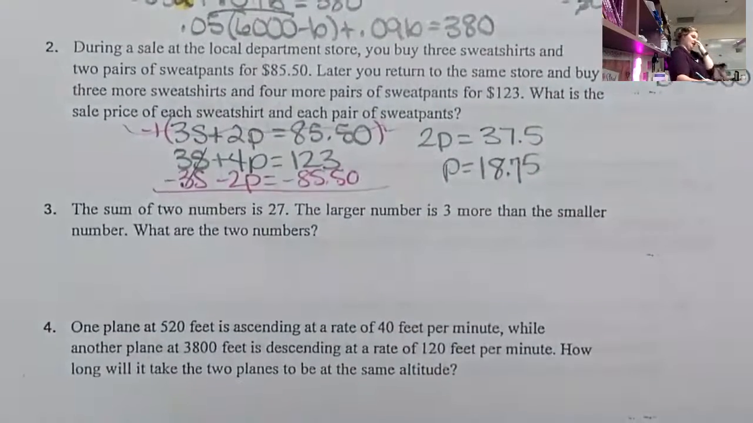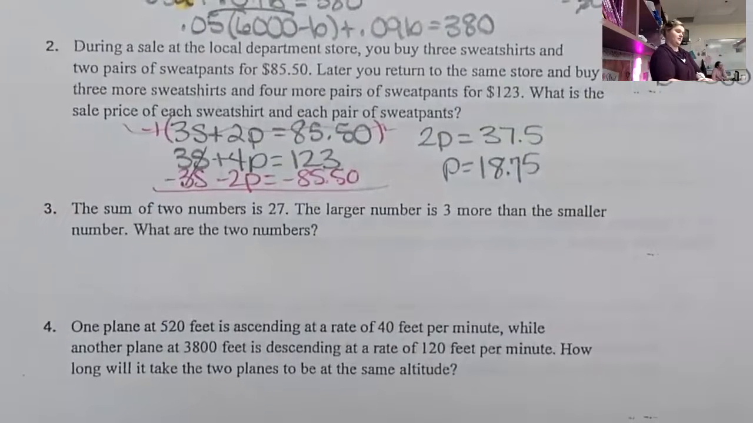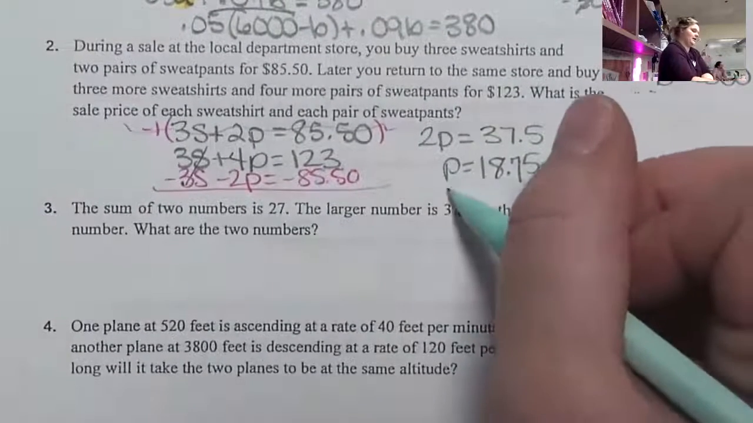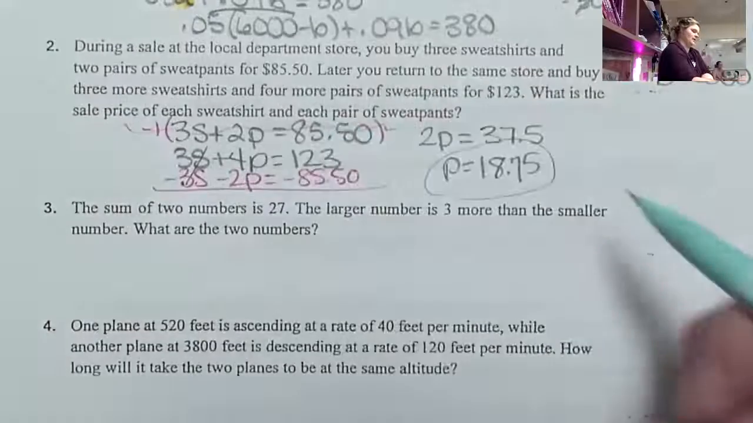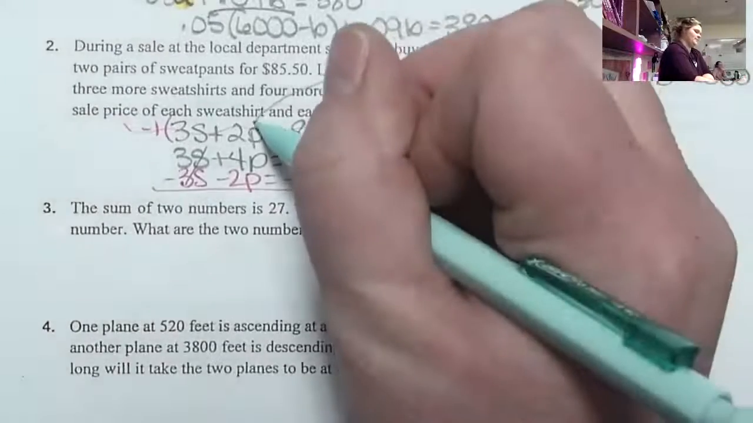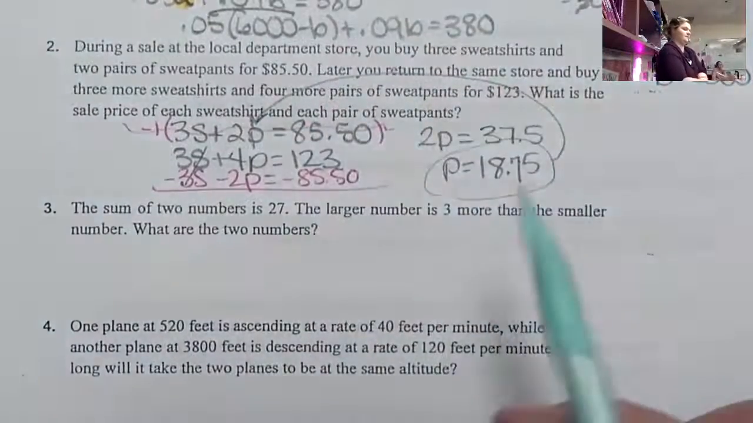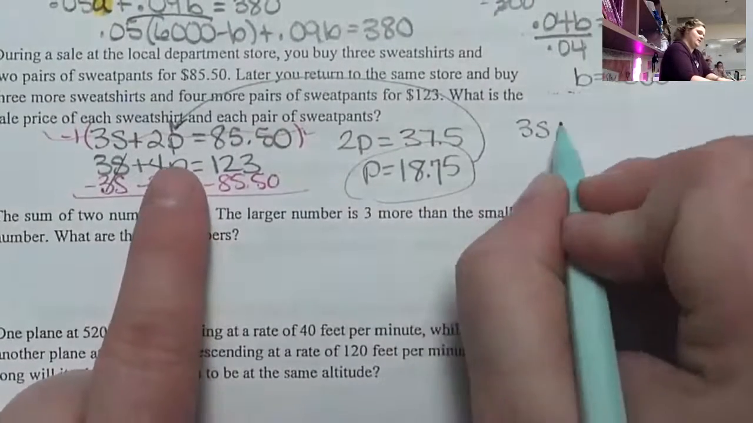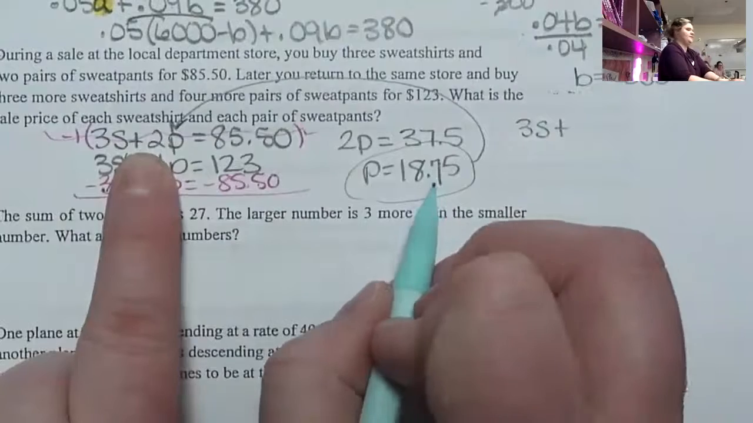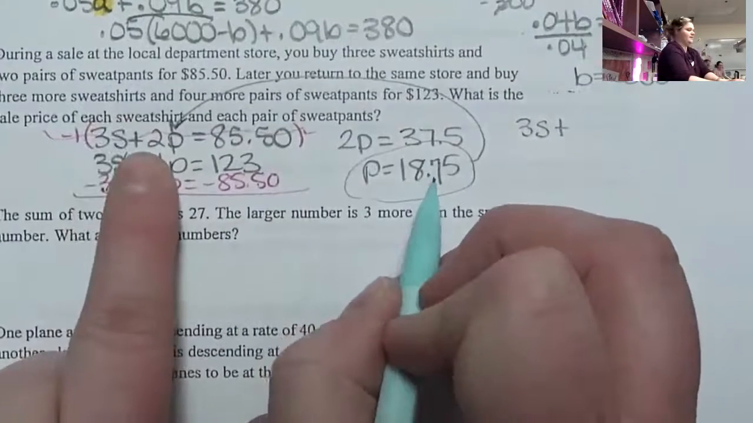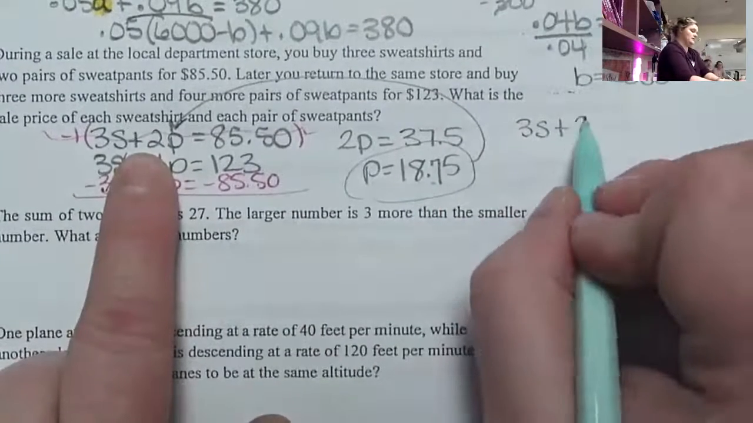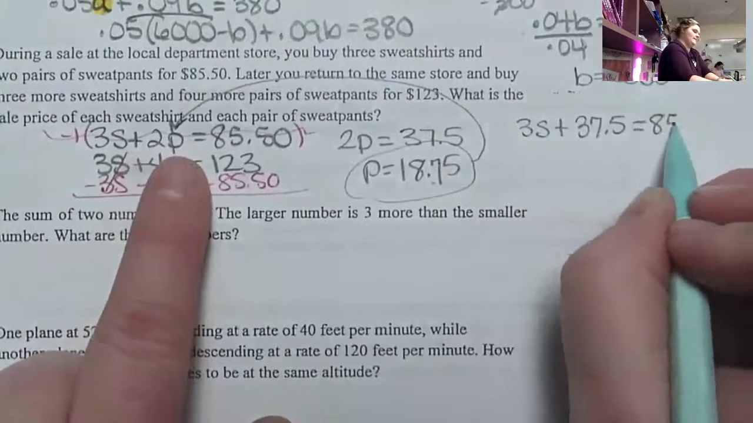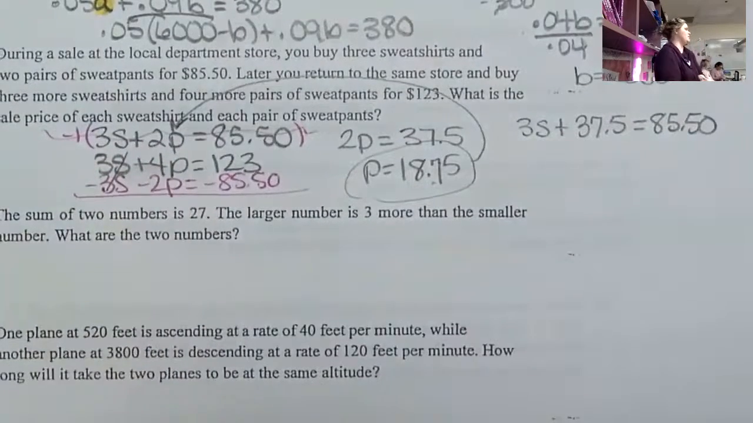First pair of sweatpants. Now, how do I find how much sweatshirts cost? Yeah, you plug it back in. I'm gonna plug it back into one of my original equations. If I put that P in there, I would have 3S plus 2 times 18.75. Well, 2 times 18.75 was 37.50, good. I didn't put it in the calculator, but it's okay if you did, right?